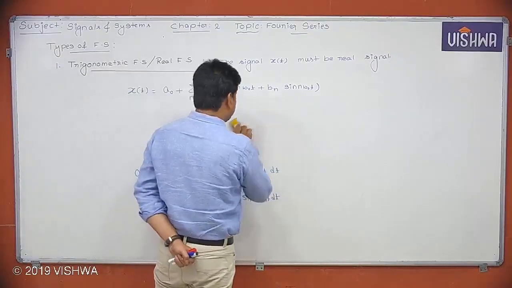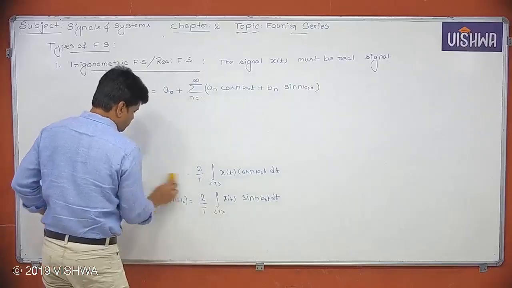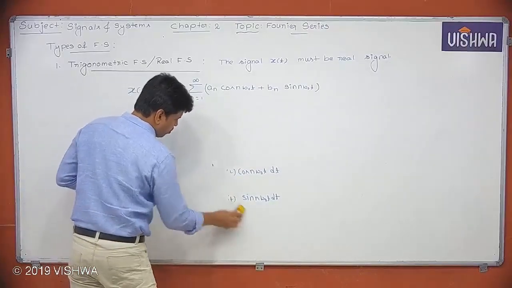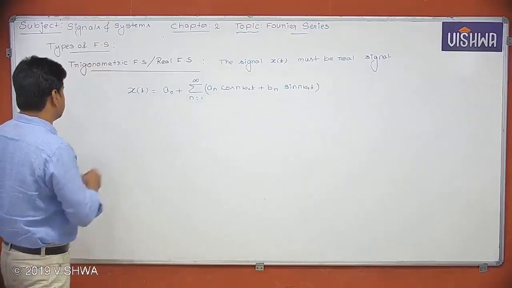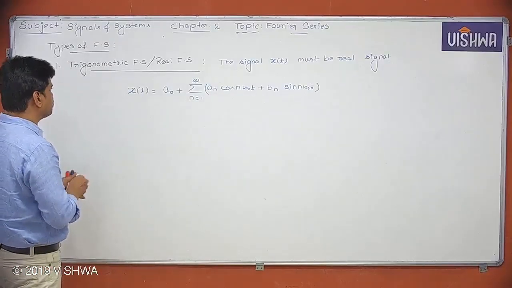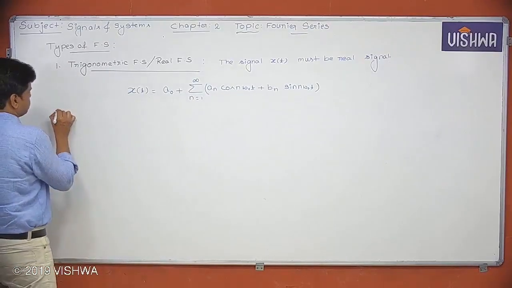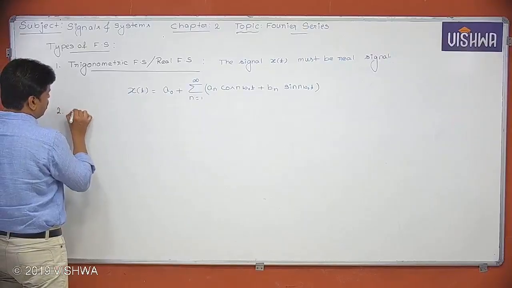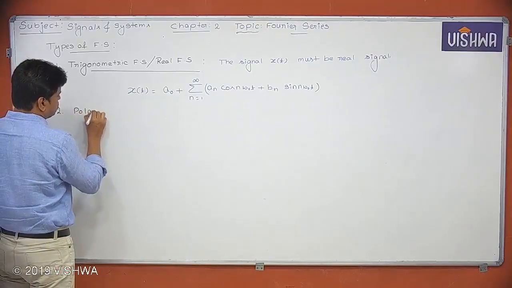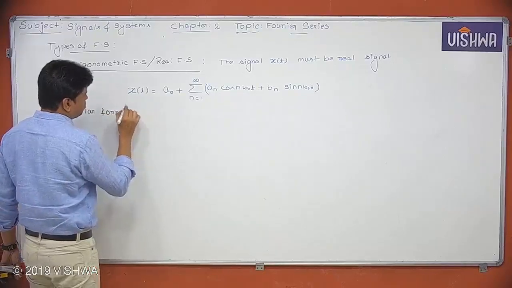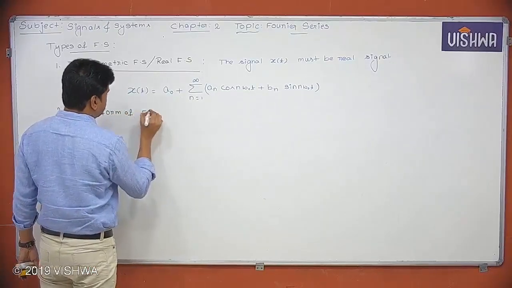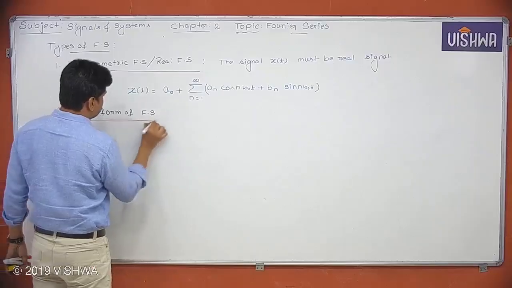Next, polar form of Fourier series. The second one is not a new one actually. It is derived from the trigonometric Fourier series only. So the second one is the polar form of Fourier series.